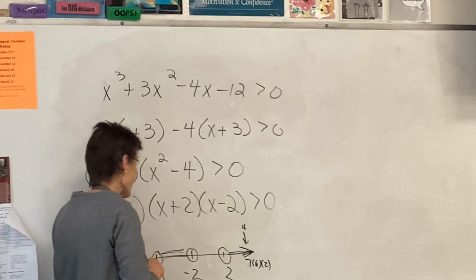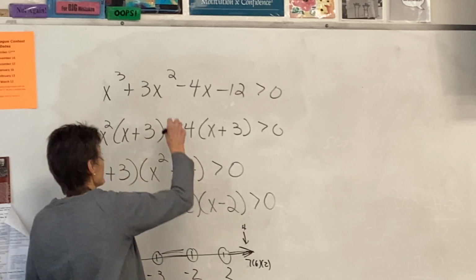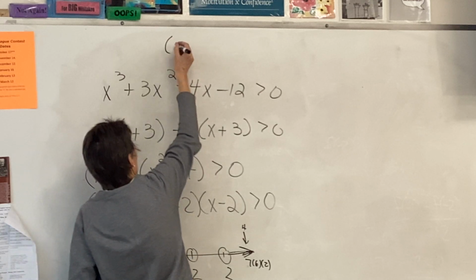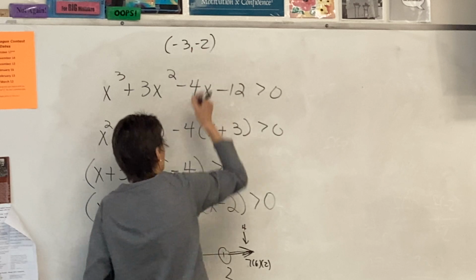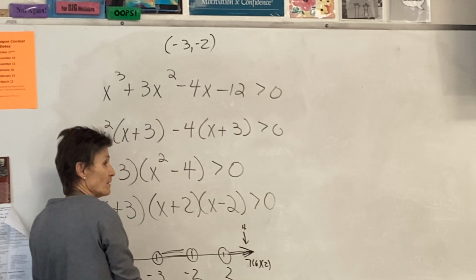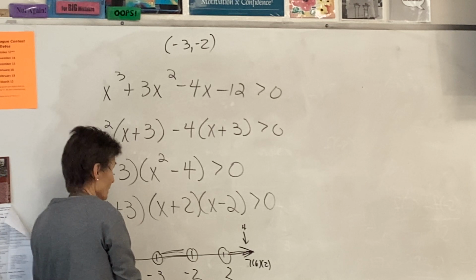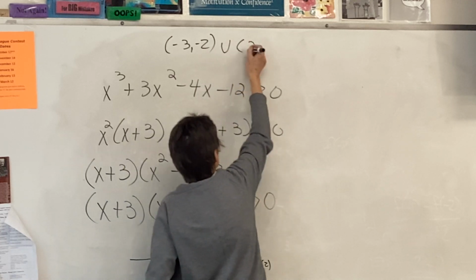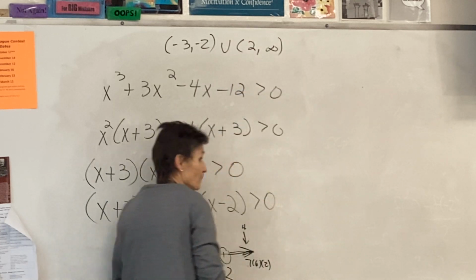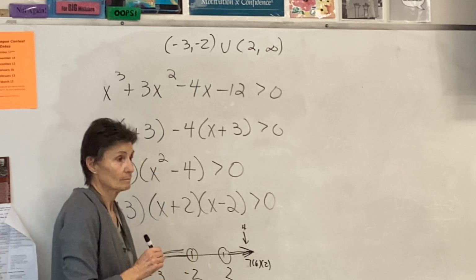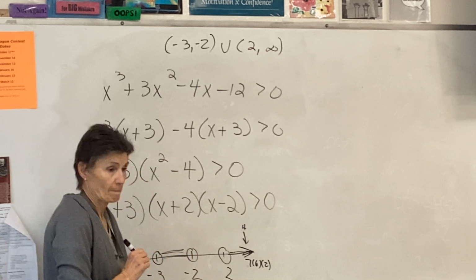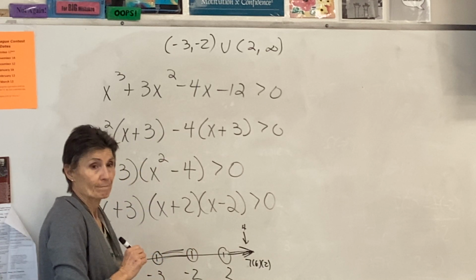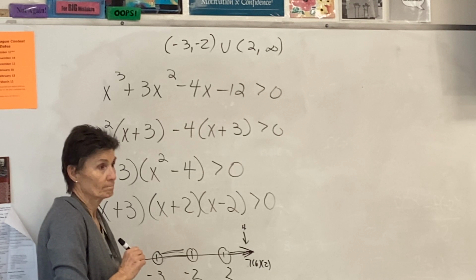All right, so what's my answer? My answer is my 2 shaded sections. So parentheses, -3, -2. Why am I using parentheses? Because the brackets would be closed dots. Or everything from 2 to infinity. Okay, everyone?